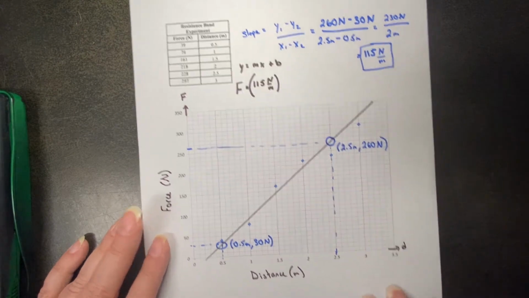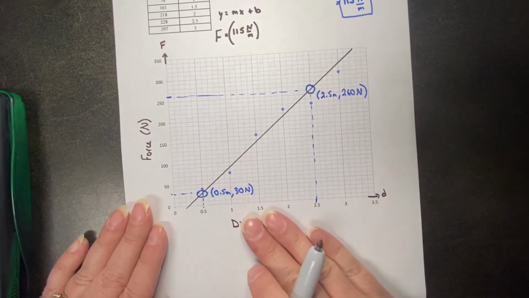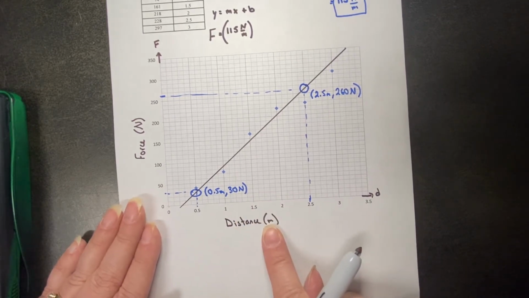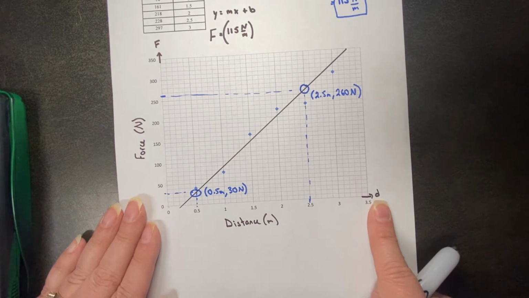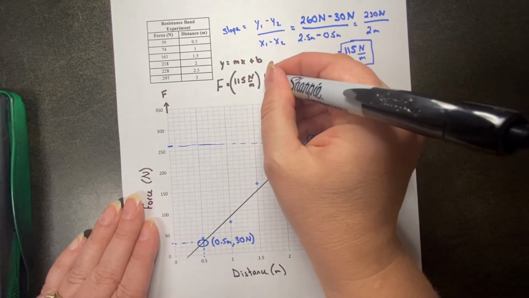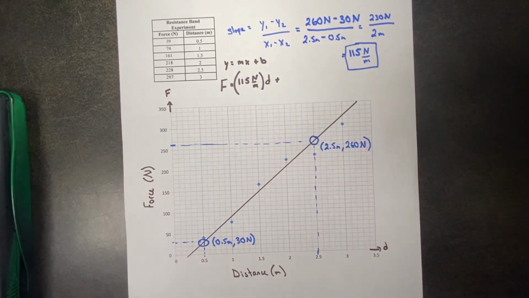x represents the variable that's on this horizontal axis. Again, I did not label this horizontal axis the x-axis. I labeled it the distance axis. So I do want to use that d as my variable. So instead of x, I put a d. And then I need to calculate this y-intercept.